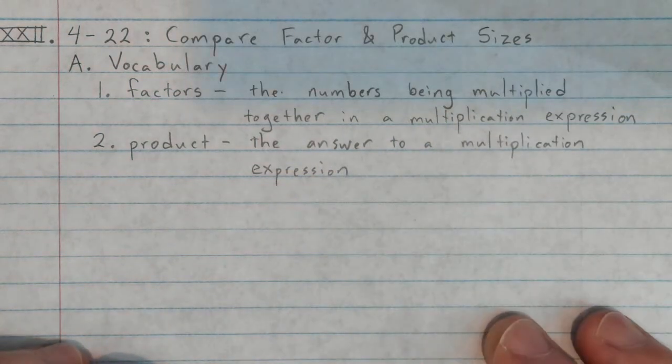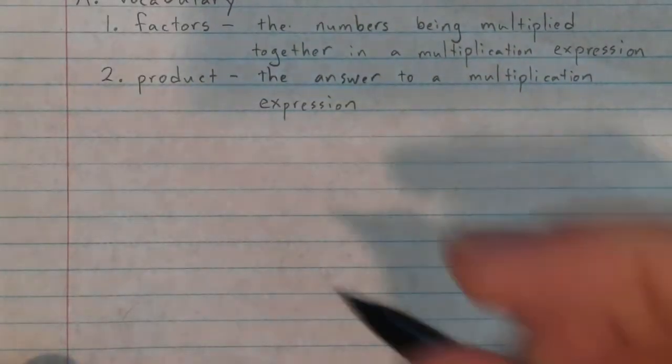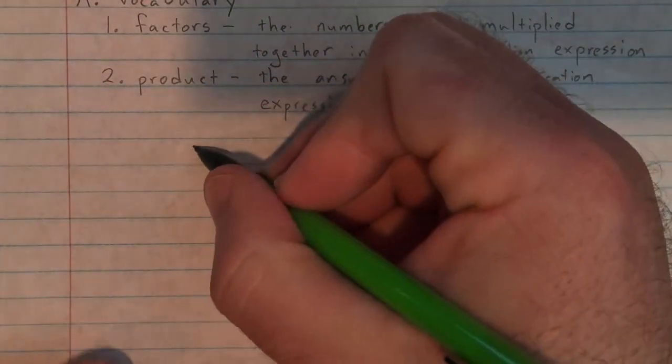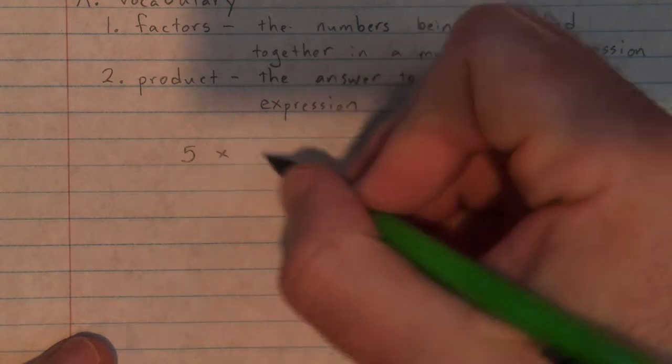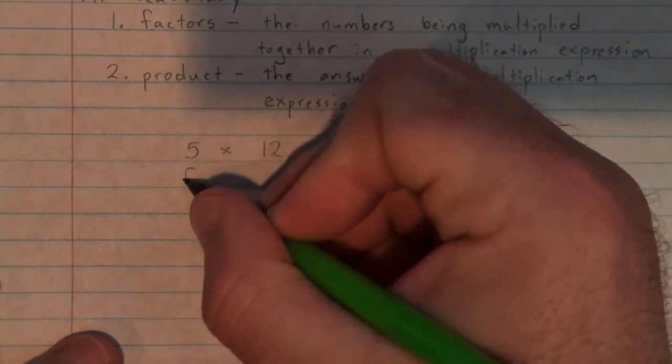Okay. So I gave you one example already. 2 times 3 equals 6. I'll give you another one. If I have 5 times 12, those two numbers are going to be our factors.